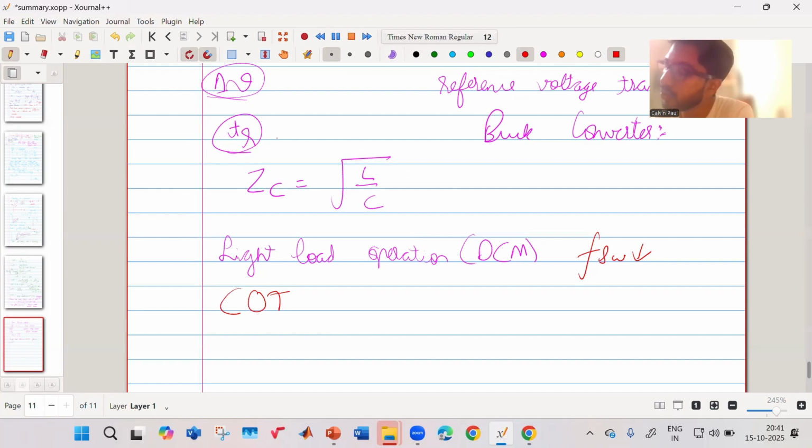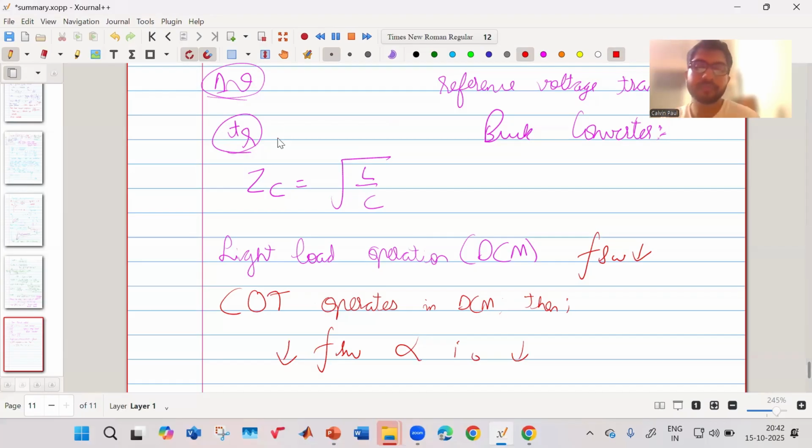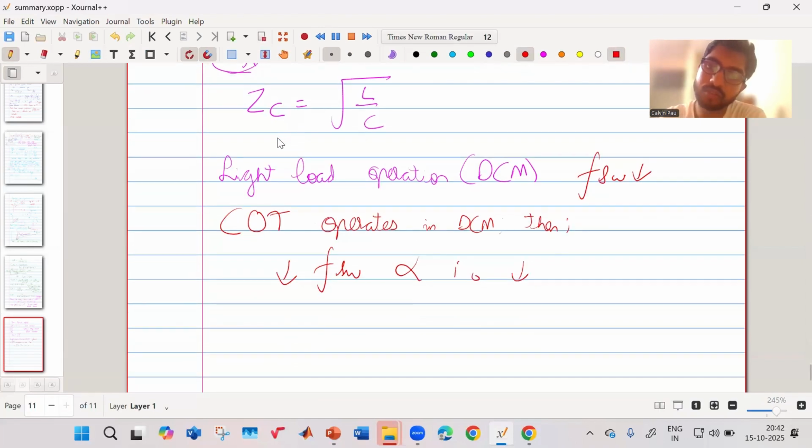When constant on-time control operates in DCM, what do you see? Your switching frequency is proportional to your load current. So if your load current reduces, your switching frequency also will reduce. And if your switching frequency reduces, your losses also will reduce. Okay, so this is there. There are certain formulas for constant on-time control that also you keep in mind.